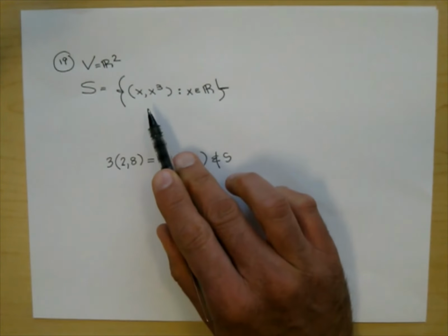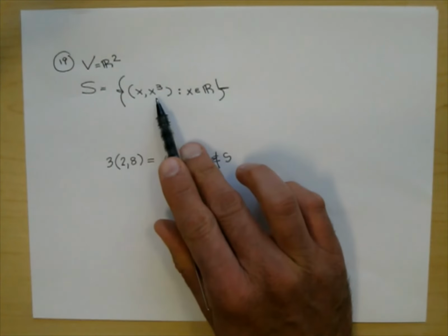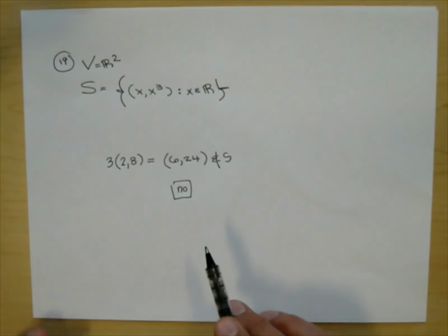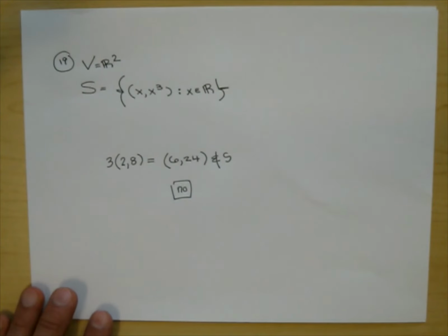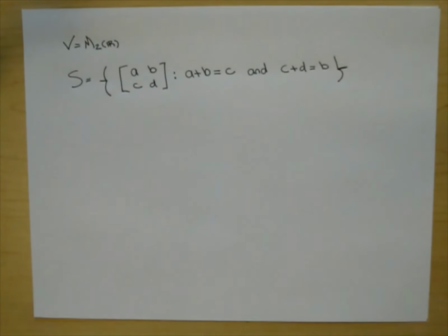We could have drawn the graph of this, which is really y equals x cubed, and we could have done that as well. I also believe axiom 1 fails on both of these problems. So let's do another problem.